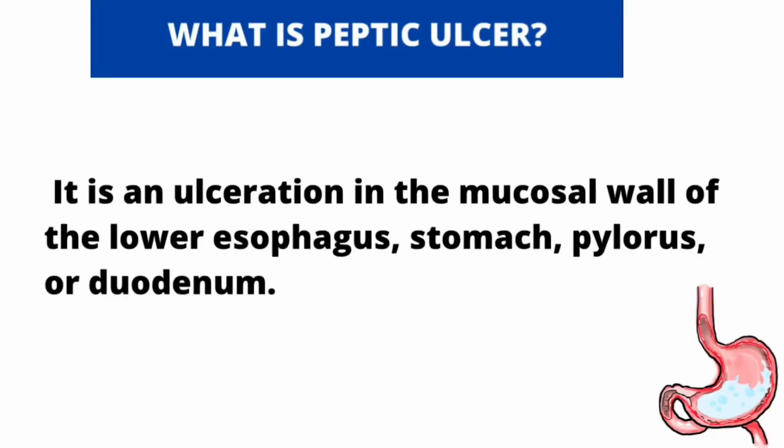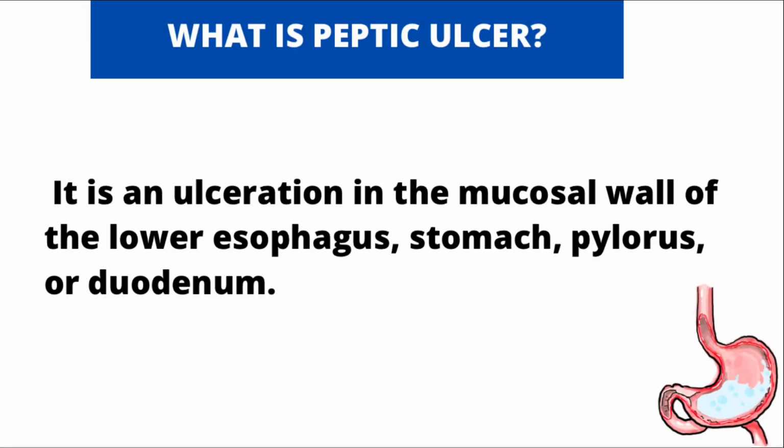Now let's quickly remind ourselves of what peptic ulcer is. Peptic ulcer is an ulceration in the mucosal wall of the lower esophagus, stomach, pylorus or duodenum. Let's not forget the mucosal wall is the innermost layer of the GIT, the duodenum is the first part of the small intestine, and the pylorus is the ending part of the stomach.